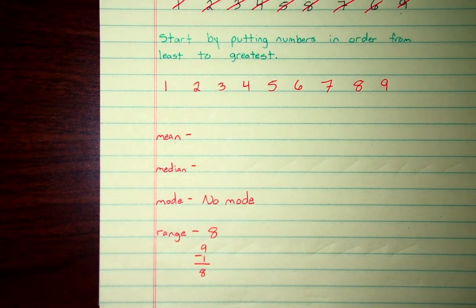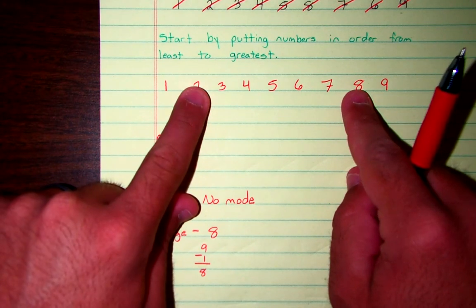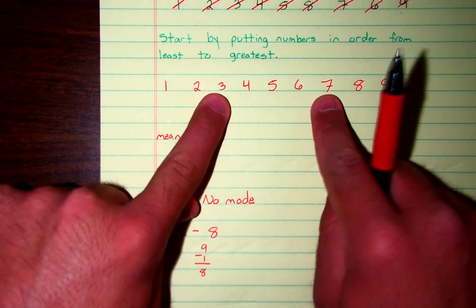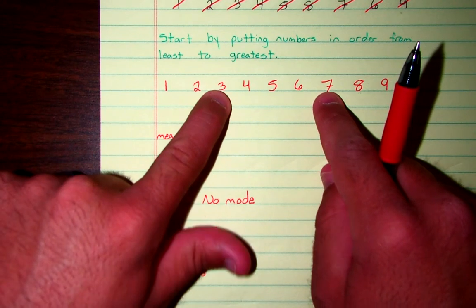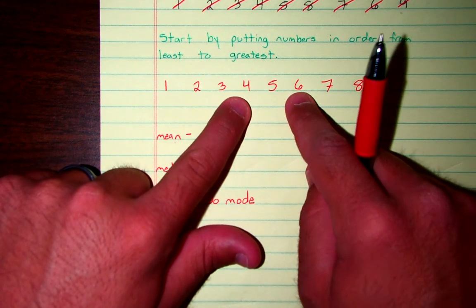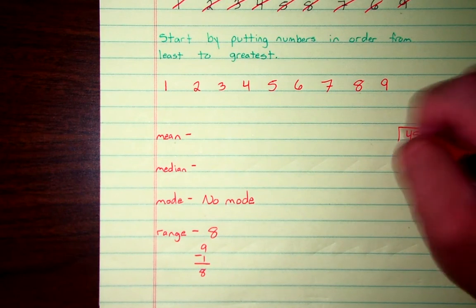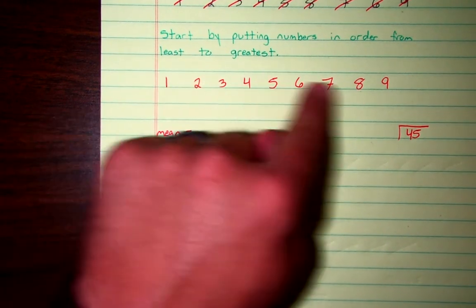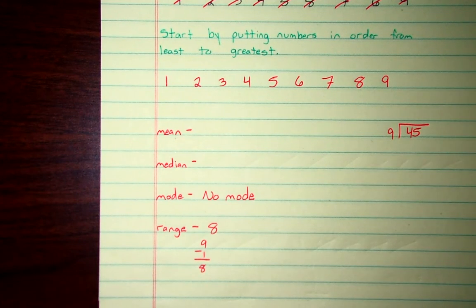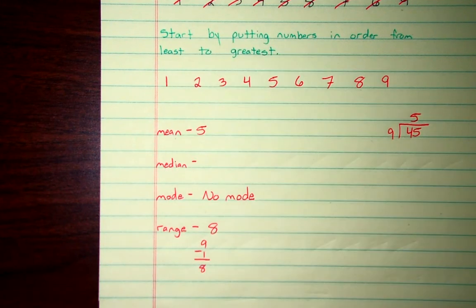Okay, let's see if we can find the mean, the average. 9 plus 1 is 10. 8 plus 2 is 10, so far 10 plus 10 is 20. 7 plus 3 is 10, so 20 plus 10 is now 30. 6 plus 4 is 10, so 30 plus 10 is now 40. 40 plus 5 is 45. So you added them all up, we got 45. And I'm going to divide that by 1, 2, 3, 4, 5, 6, 7, 8, 9. Well, how many times can 9 go into 45? 5 times. There's your average, your mean.